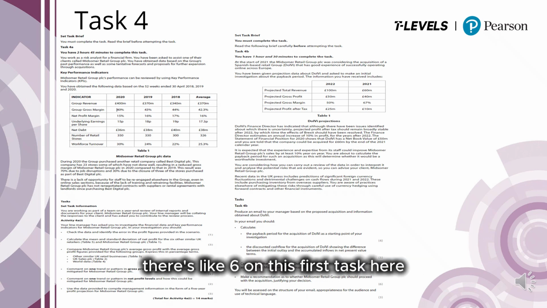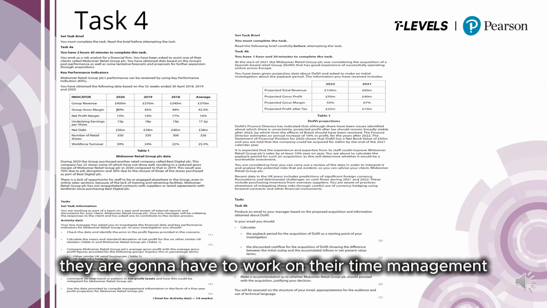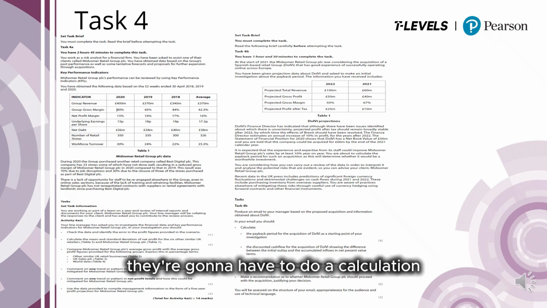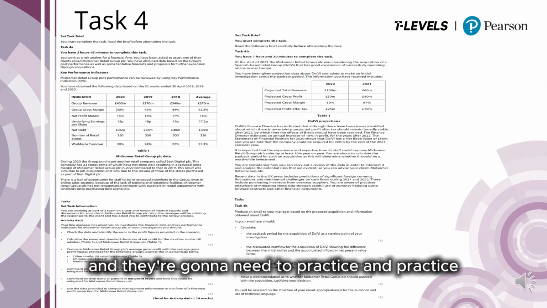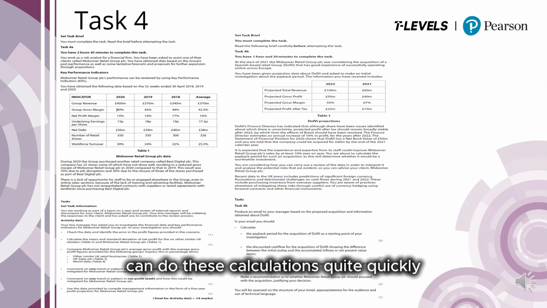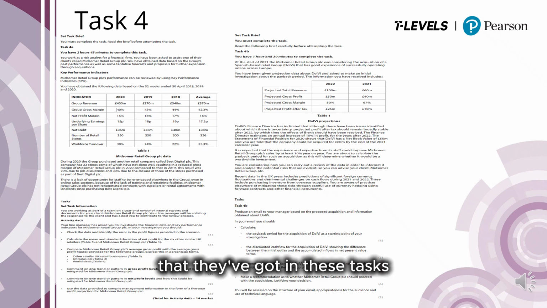You can already see there's like 6 on this first task here, and then you've got a number of tasks over there, and I've only included part A1 for this, so there are going to be a lot of other tasks that they might have to do. So they are going to have to work on their time management for these. They need to be aware of how long they're going to have to do a calculation, and they're going to need to practice and practice and practice so that they can do these calculations quite quickly, to make sure that they have sufficient time to fully complete all of the different activities that they've got in these tasks.